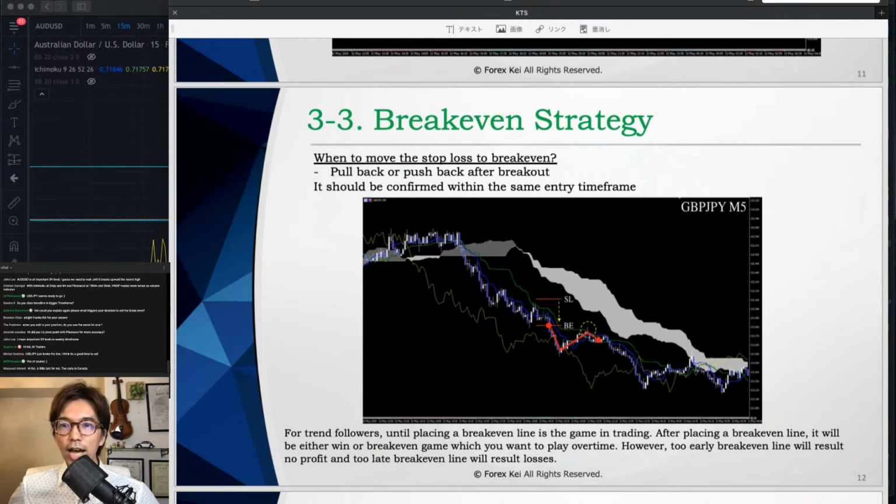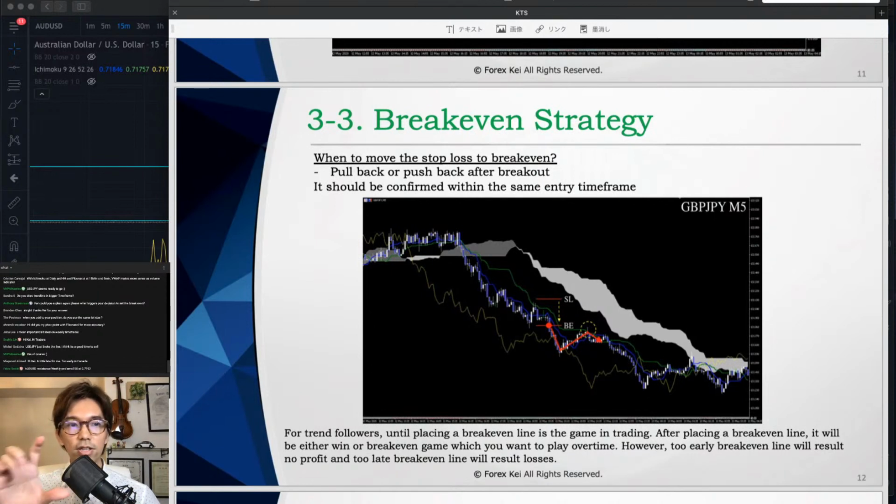The Postman, when you add to your position, do you use the same lot sizing? It depends on how far the stop loss is. I calculate the position sizing, the lot sizing, according to the pips to the stop loss, so that it makes it 2% the whole time.